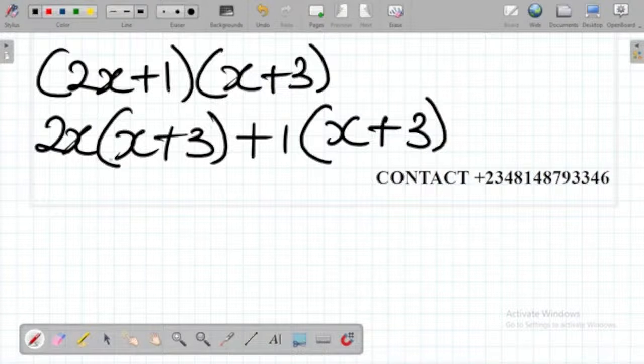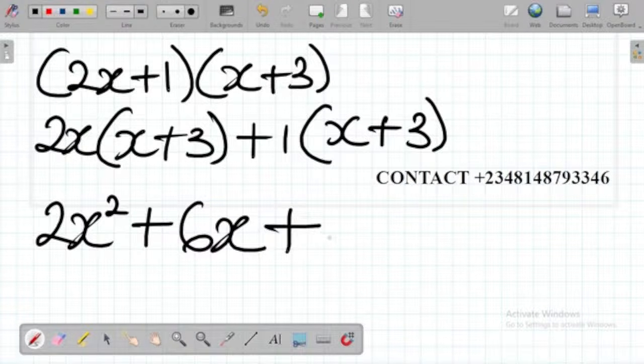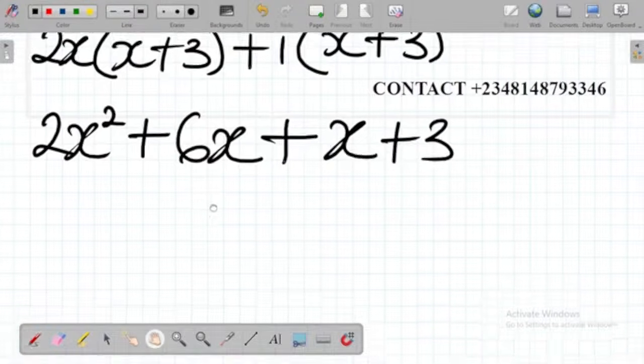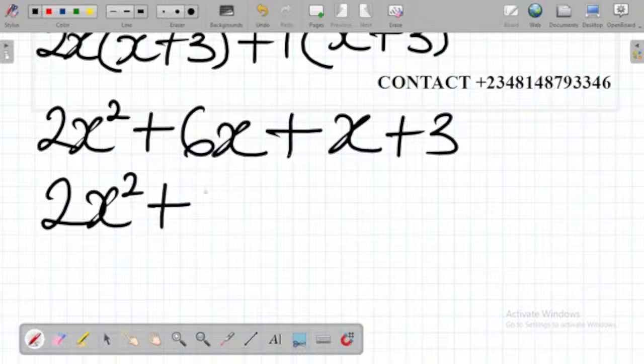So 2x multiplied by x gives us 2x squared, plus 2x multiplies 3 gives us 6x, plus 1 multiply x gives us x, and then 1 multiplies 3 gives us 3. So here we have 2x raised to the power 2 plus 6x plus x is 7x, and then plus 3.